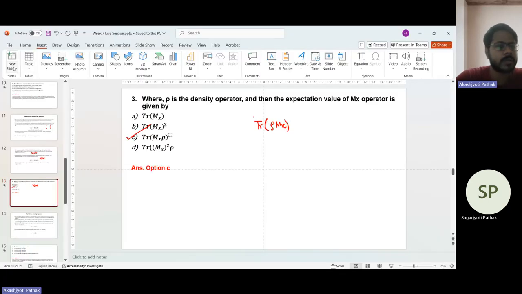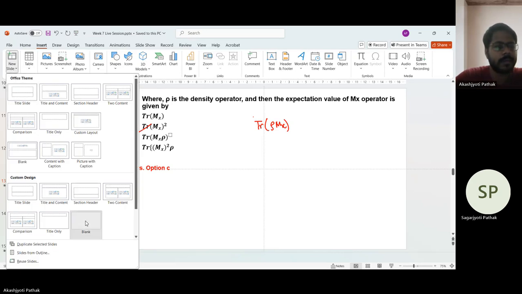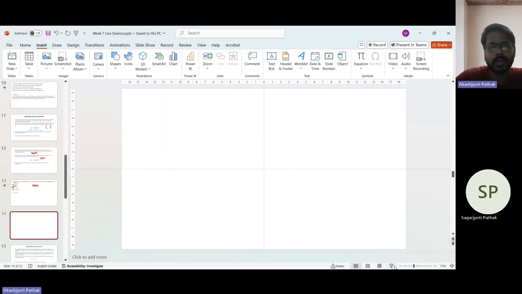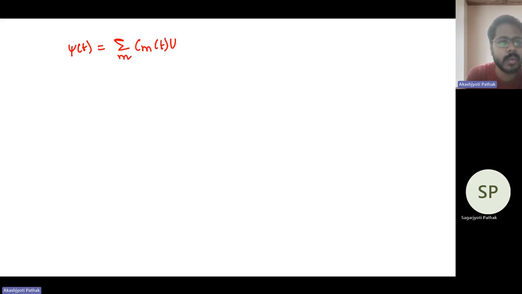Now, I hope you understood this concept, expectation value. So first let's look into what all we covered in these few slides. First we understood that any observable quantity, if you are trying to measure it in quantum mechanics, is defined by a wave function, and this wave function is the summation over m of Cm of t, u m.